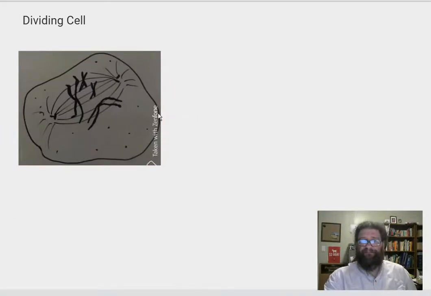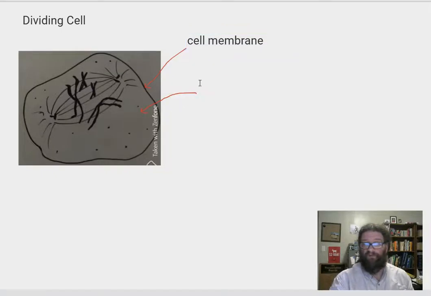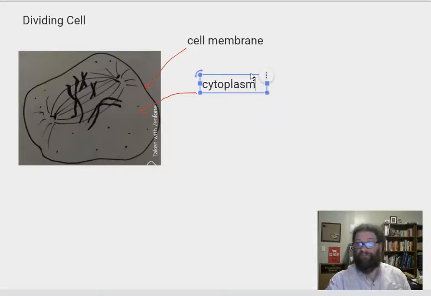Now, some things that we can identify right off the bat with our dividing cell. We've got the cell membrane. We have the cytoplasm. These are things that we have already identified, so let's just get those out of the way, shall we? Cell membrane. Let's put one right here. Cytoplasm.